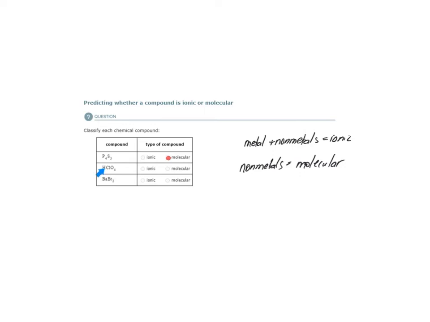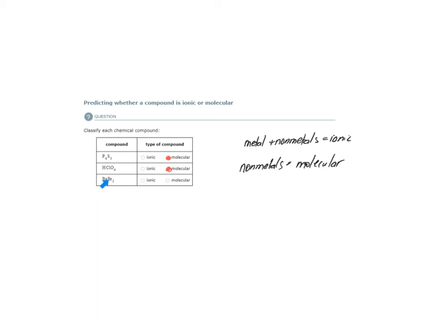Here, HClO4. You may recognize ClO4 as a polyatomic ion, but it doesn't matter. Let's look at the elements present. Hydrogen is one of those exceptions. It's the only nonmetal found on the left side of the periodic table where the metals are, but it is still a nonmetal. Chlorine is a nonmetal, and so is oxygen. So again, we have a molecular compound.